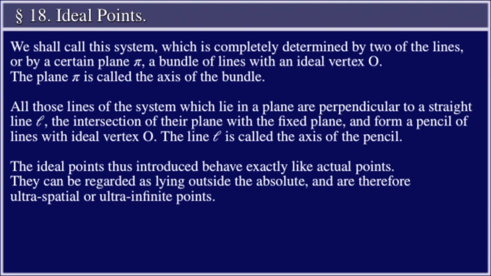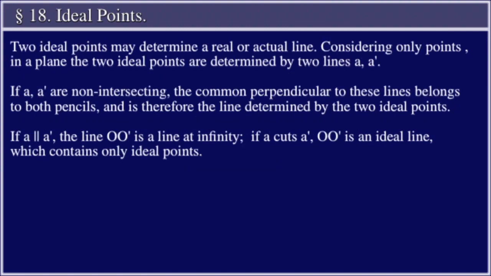The ideal points thus introduced behave exactly like actual points. They can be regarded as lying outside the absolute and are therefore ultra-spatial or ultra-infinite points. Two ideal points may determine a real or actual line. Considering only points in a plane, the two ideal points are determined by two lines A and A prime. If A and A prime are non-intersecting, the common perpendicular to these lines belongs to both pencils, and is therefore the line determined by the two ideal points.